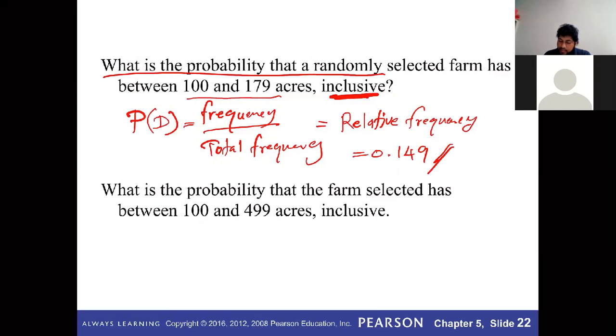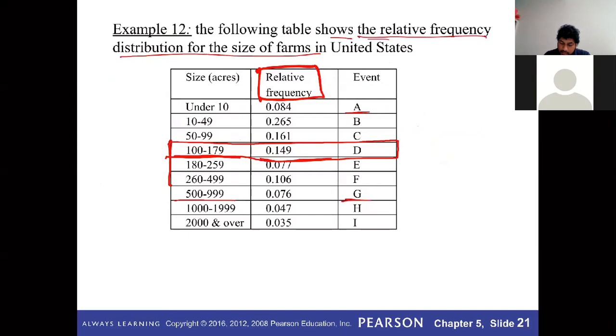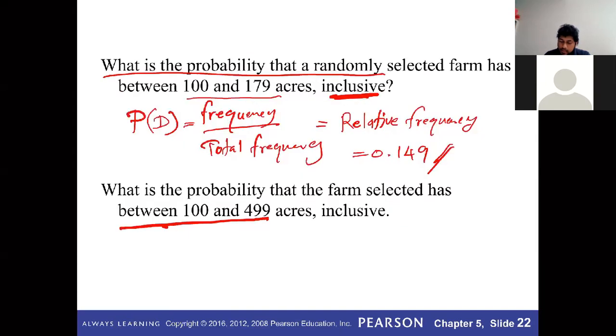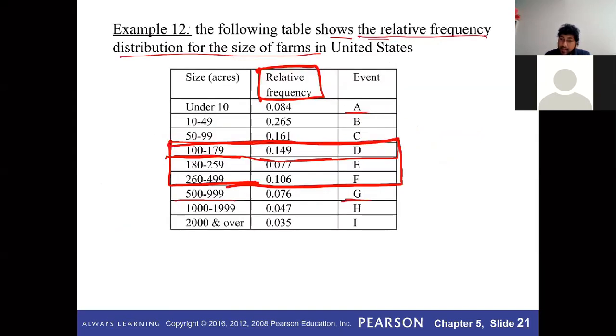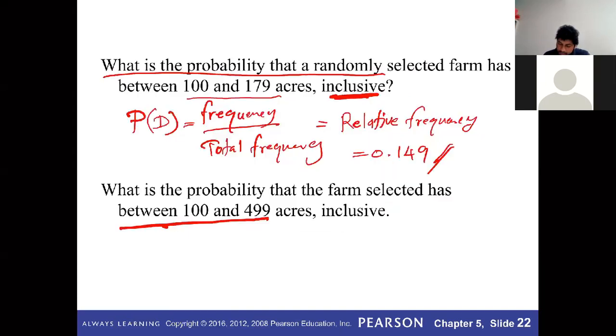What is the probability that the farm selected has between 100 and 499 inclusive? We are talking about this, so those events are D, E, and F. So you can write the probability of D, E, F. In between these D, E, and F, what should we write? We should write "or," right? Because we need to consider these values.